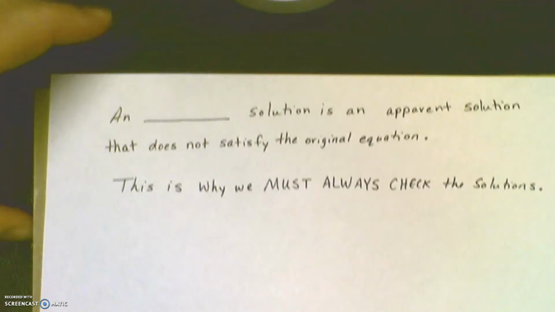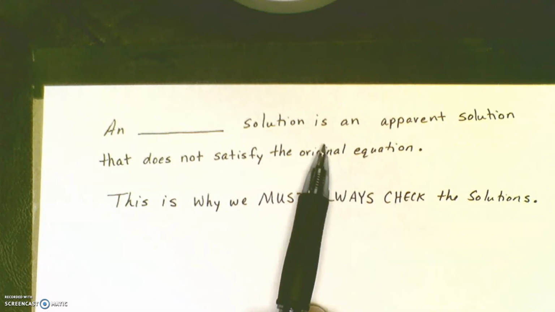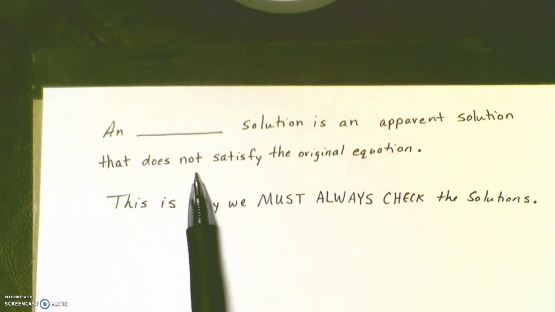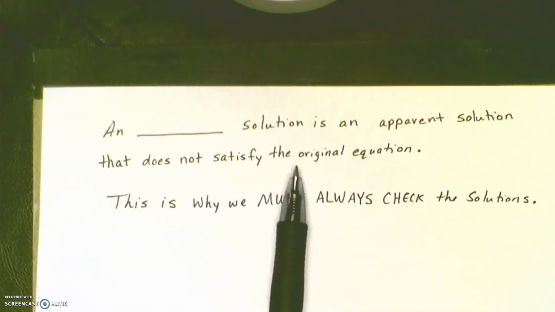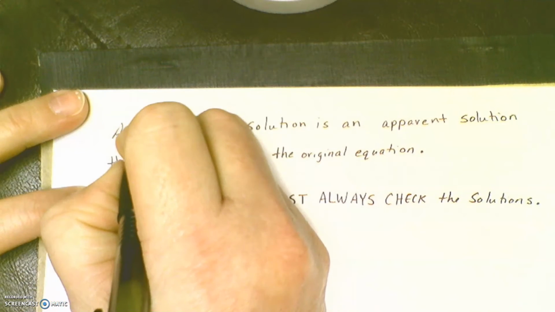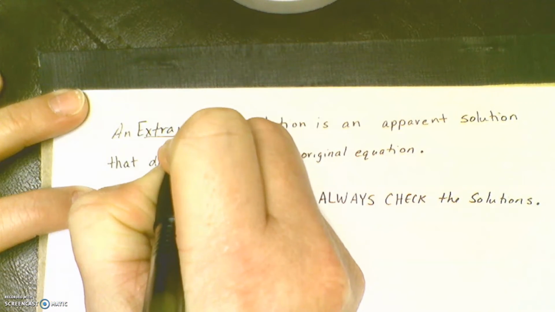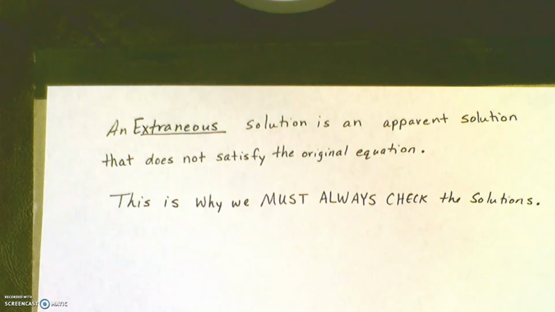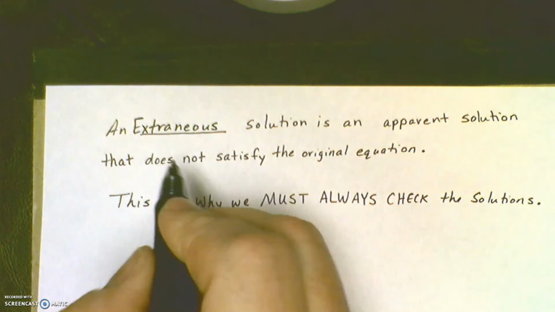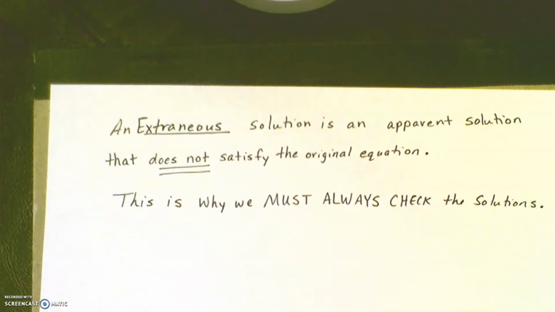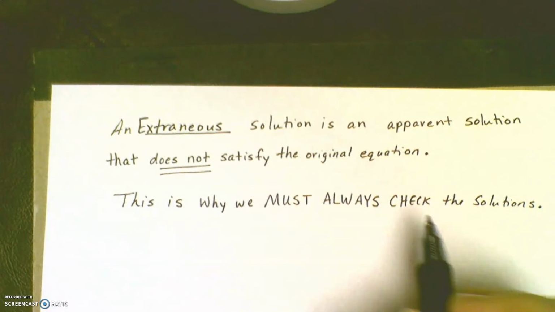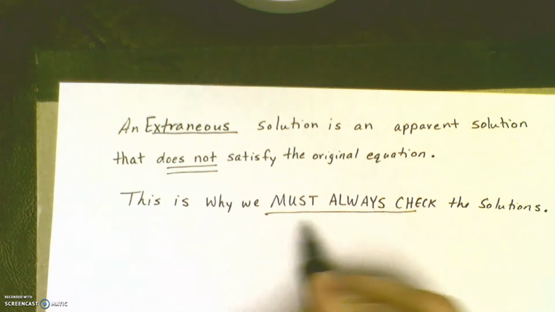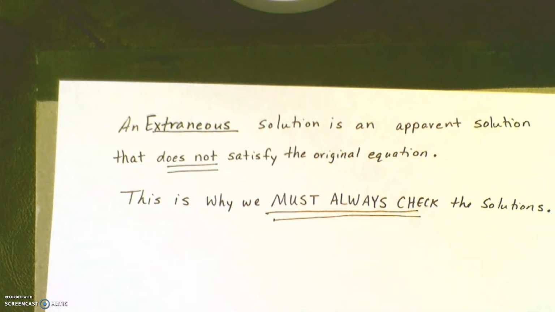So this has a specific name. A no solution is an apparent solution that does not satisfy the original equation. The check did not work. We call this an extraneous solution. An extraneous solution is an apparent solution that does not satisfy the original equation. We find this out by doing the check. This is why we must always check the solutions. Even though you get a number, it may not work once you do the check.